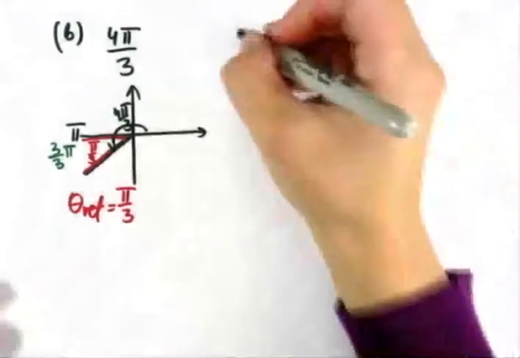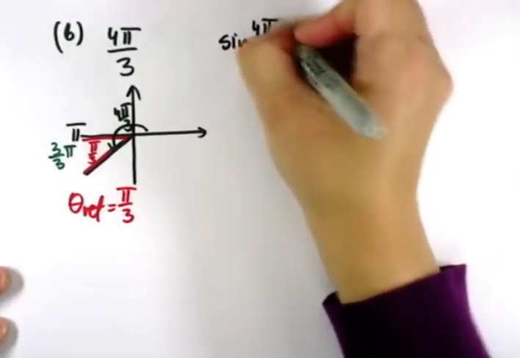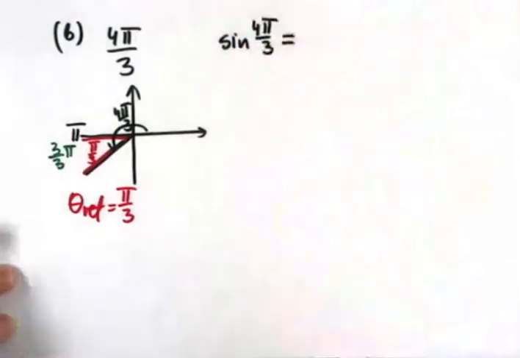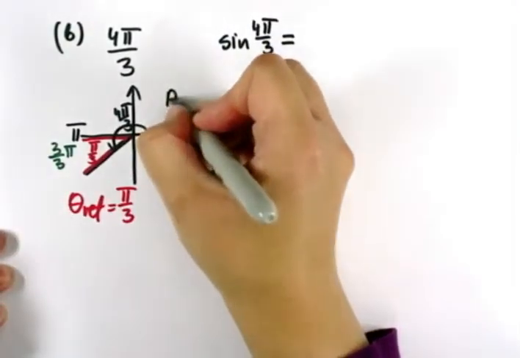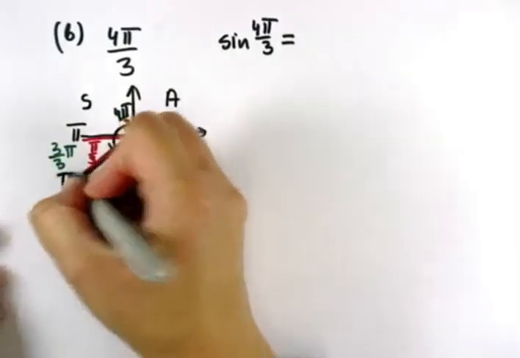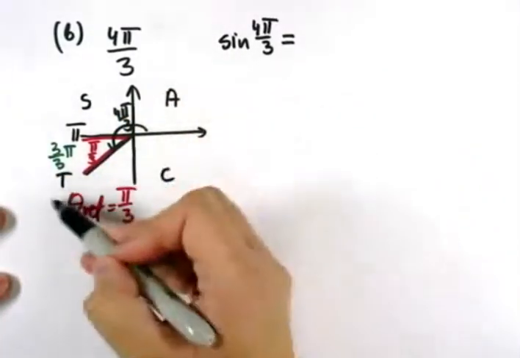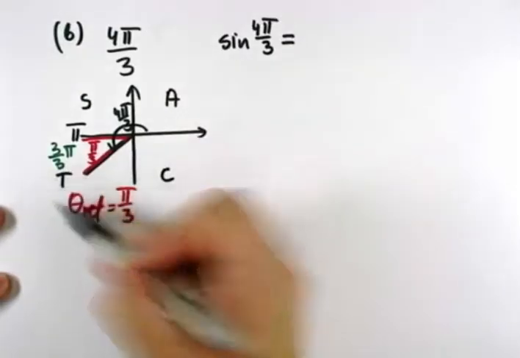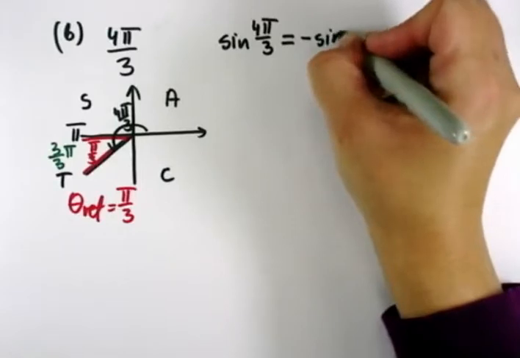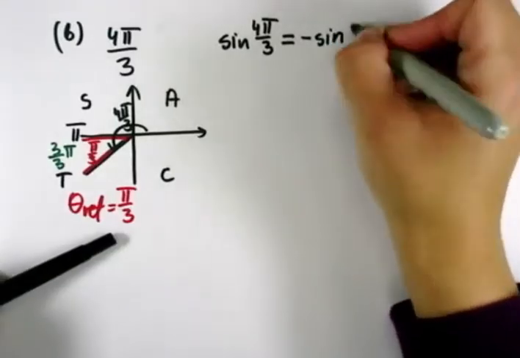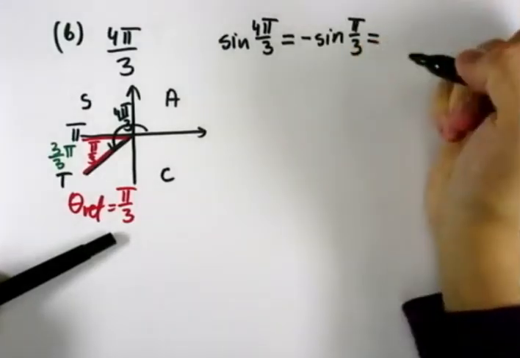So now sine of 4 pi over 3 is equivalent to, we need to have the add sugar to coffee, and in this one only tangent is positive, so sine will be negative, so I have minus sine of the reference angle pi over 3, and we need to find this value.